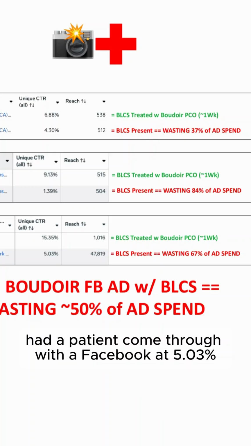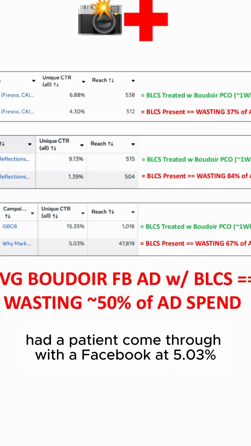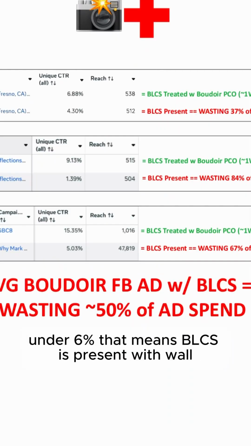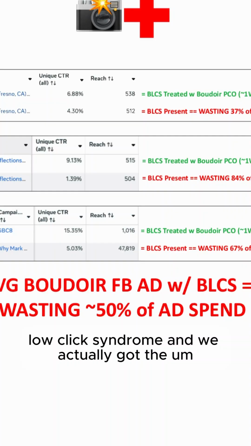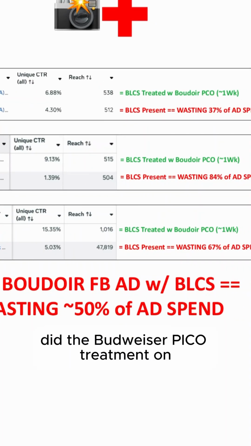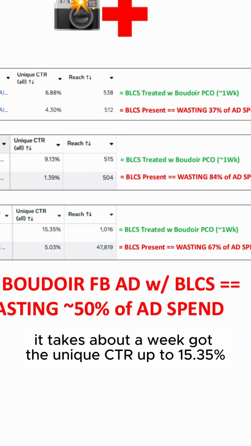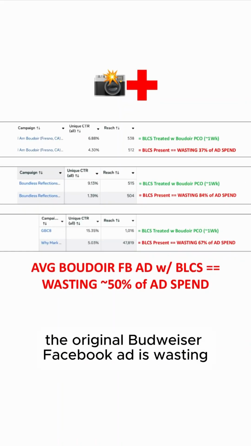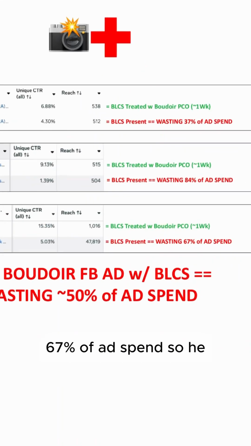Finally, had a patient come through Boudoir Facebook at 5.03%, under 6%. That means BLCS is present, Boudoir low click syndrome. And we did the Boudoir Pico treatment on it. It takes about a week. Got the unique CTRL up to 15.35%. So we found out the original Boudoir Facebook ad was wasting 67% of ad spend.